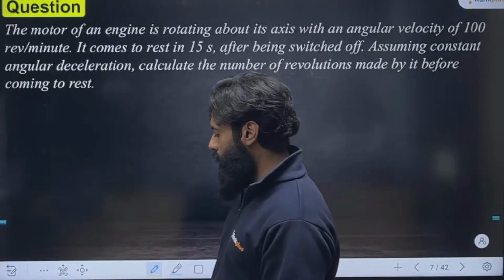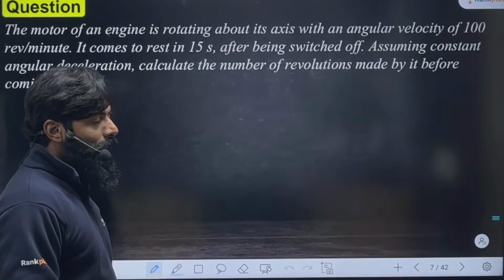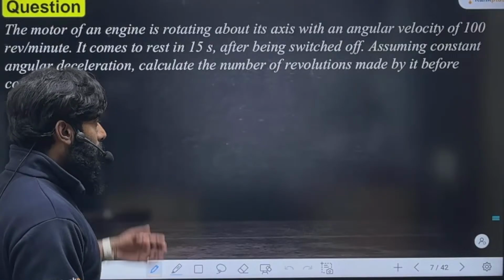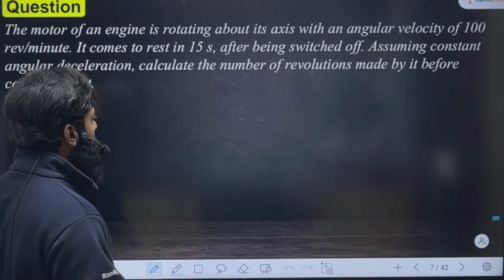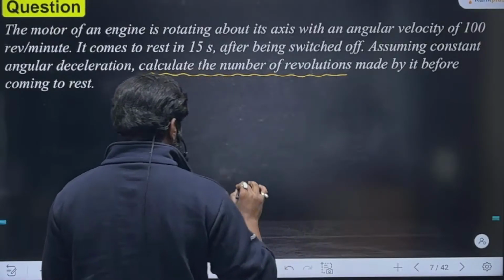So this question is for you. Please try to solve it and give me the answer. This question is asking you to calculate the number of revolutions. You know what revolution means?